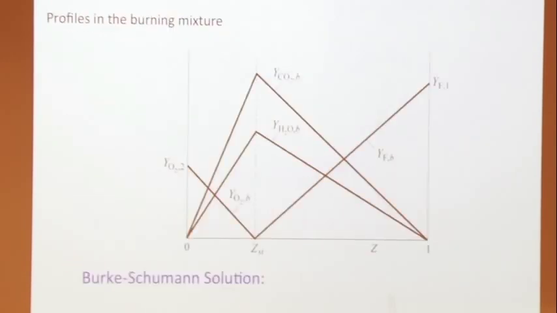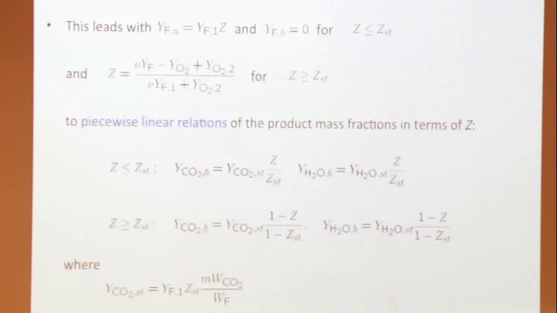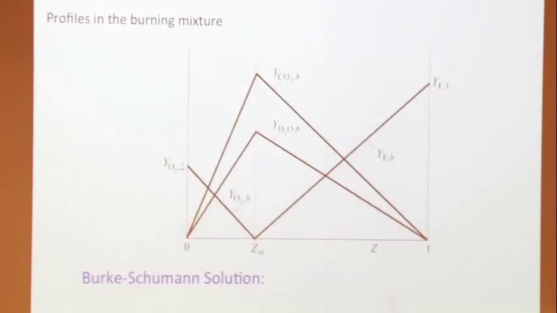Again, for the smaller than stoichiometric and the larger than stoichiometric, you get different relations. If you look at these relations, you see the maximum is reached at stoichiometric. Both solutions, of course, have to be equal at stoichiometric, and that's the maximum. And so this is kind of how it looks.